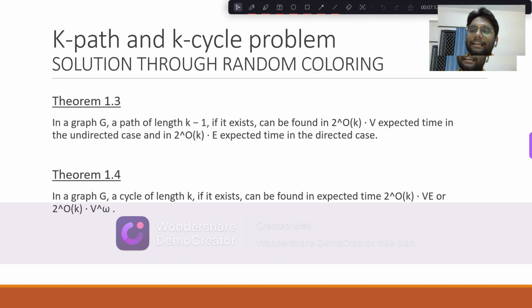Theorem 1.3 states that if in a graph a path of length k minus 1 exists, then it can be found in just 2 power O(k) times V expected time, where V is the number of vertices in the graph. For undirected graphs, it becomes 2 power O(k) times E. And theorem 1.4 says that if we want to find a k cycle in a graph, it can be found in 2 power O(k) times VE or 2 power O(k) times V power w. So these two improvements are pretty strong when we compare them to the random orientation algorithm. Now let's see how it's actually proved.